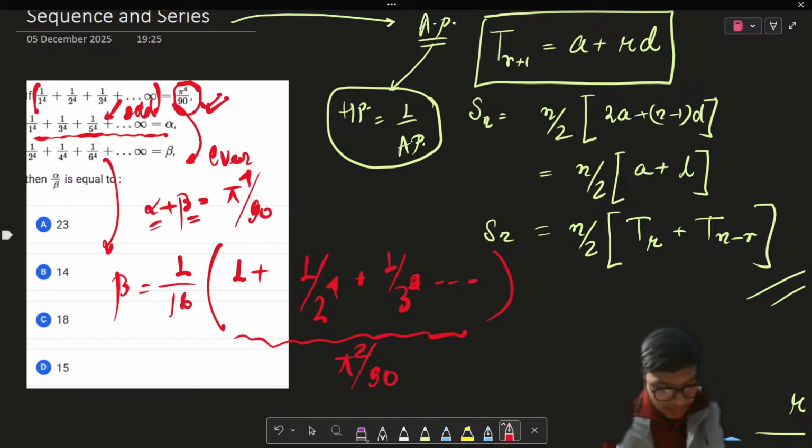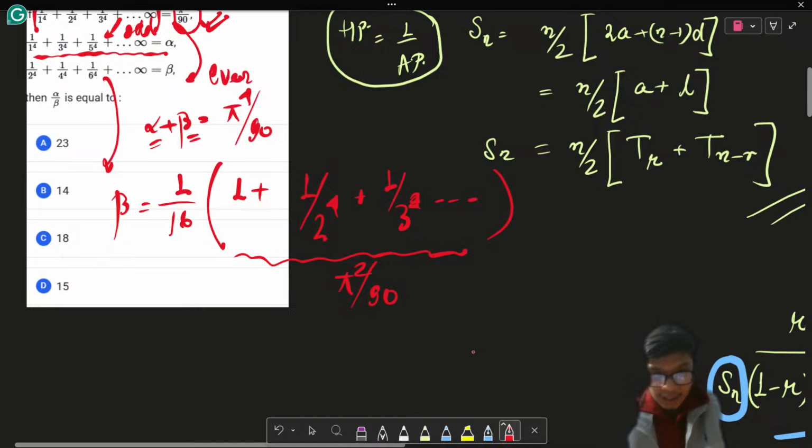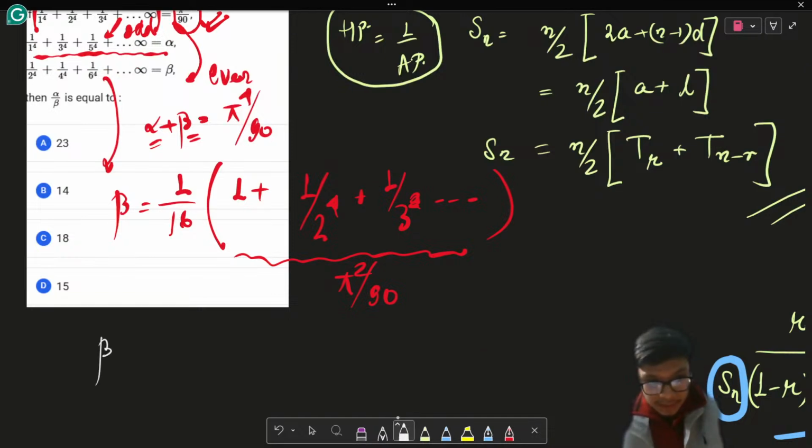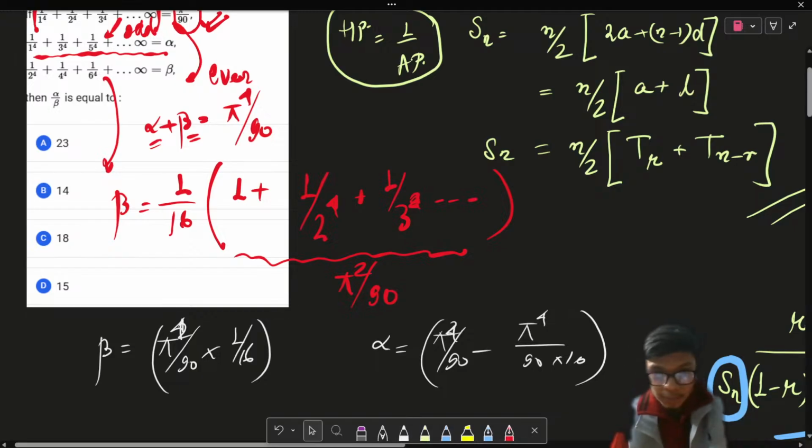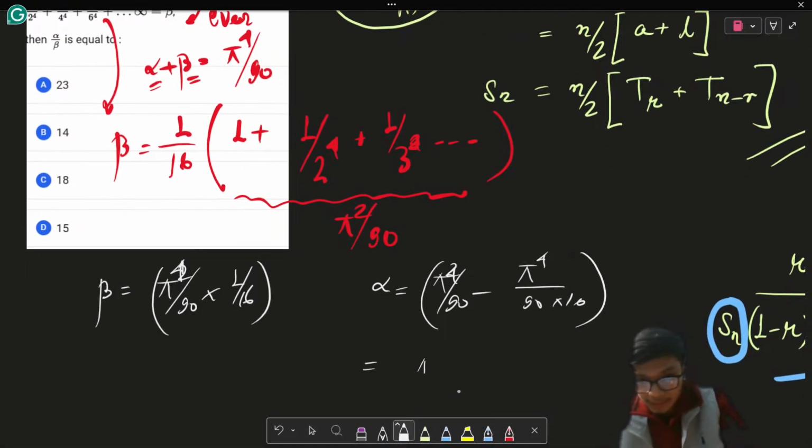And this is basically equal to beta. So what I obtain is that I will get from here the value of beta as pi square by 90 multiplied with 1 upon 16, right? So from here, then I can approach alpha as pi to the power 4 by 90 minus beta, which is again pi to the power 4 by 90 into 1 by 16, which is, therefore, this part is going to come out as pi to the power 4 by 90 into 15 by 16, right?